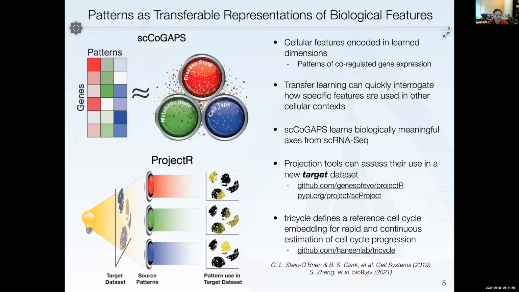So you can actually take these patterns and project new data into the space defined by these latent spaces and reveal the use of those patterns in new data sets. And conveniently, the way that we've done this is that this happens almost instantaneously. It's a multiple linear regression in our original implementation of this, ProjectR. So individual patterns can actually be evaluated in a matter of seconds once you have a new data set.